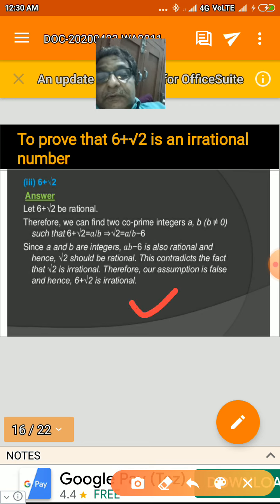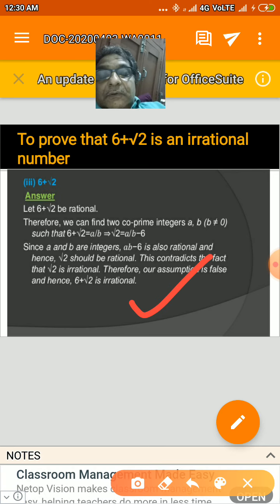So this proves it. Similarly, other questions, say 5 minus root 3, root 2 plus 7, 1 by root 2, 2 root 3 by 5, are proved on this basis just by this indirect method. All questions of this type can be proved very easily.